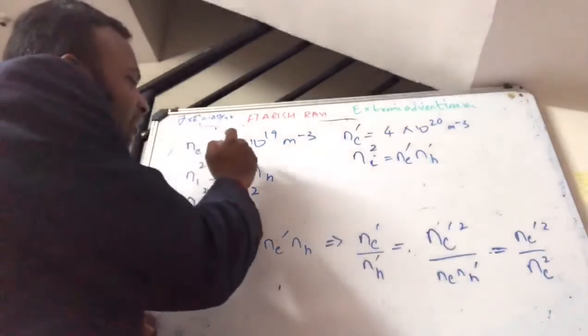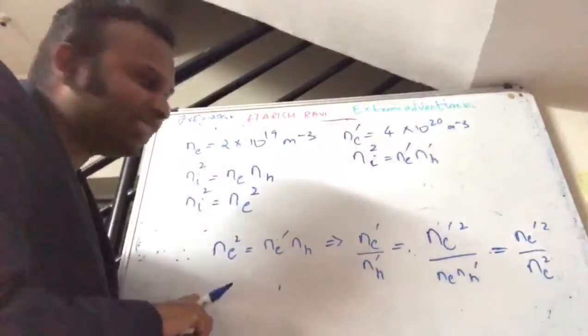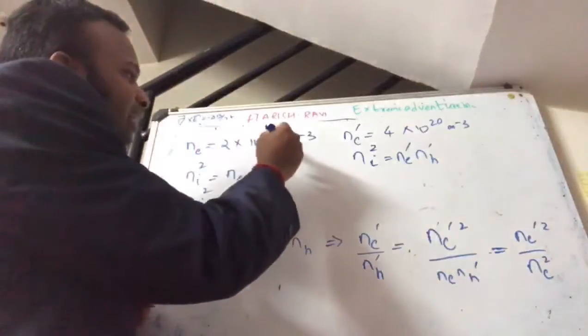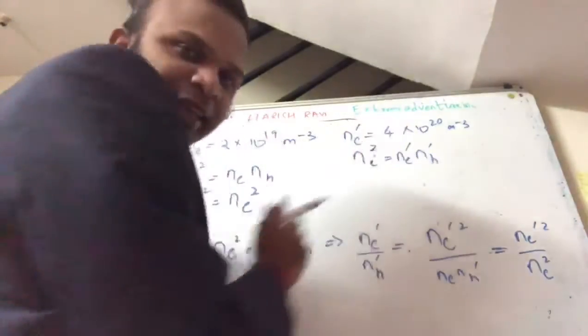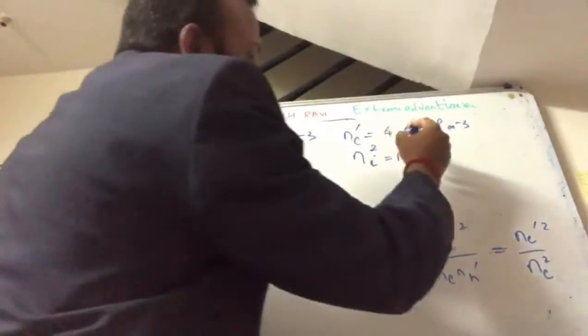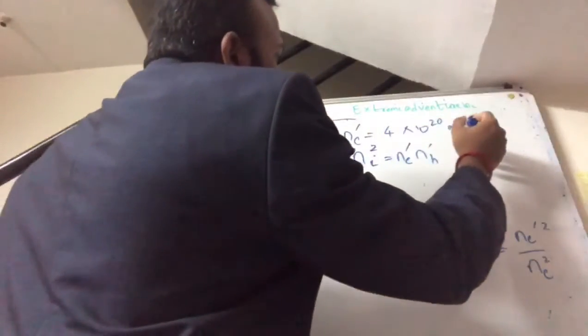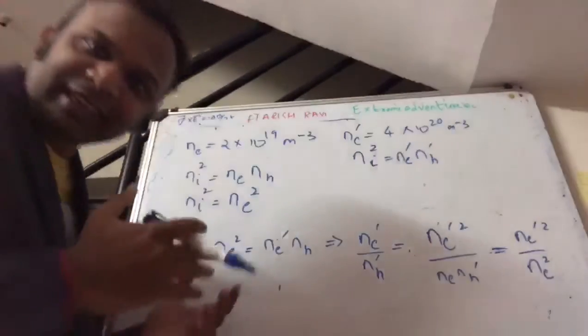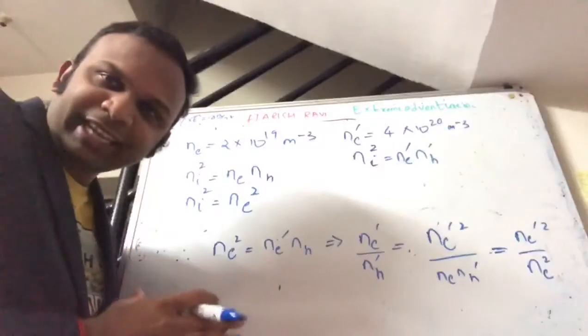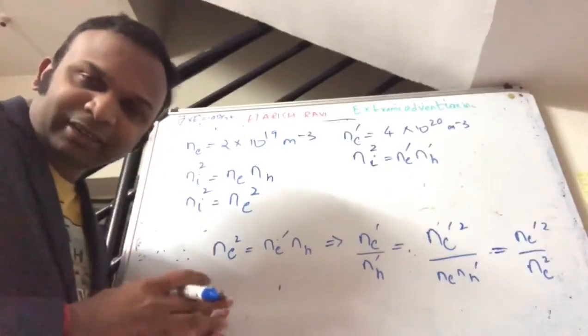Ne, the electron concentration in an intrinsic semiconductor, is 2 into 10 power 19 per meter cube, and Ne prime in an N-doped semiconductor is 4 into 10 power 20 per meter cube. Notice that this is larger than that. So now the question is, what is the ratio of majority to minority carriers in this semiconductor?